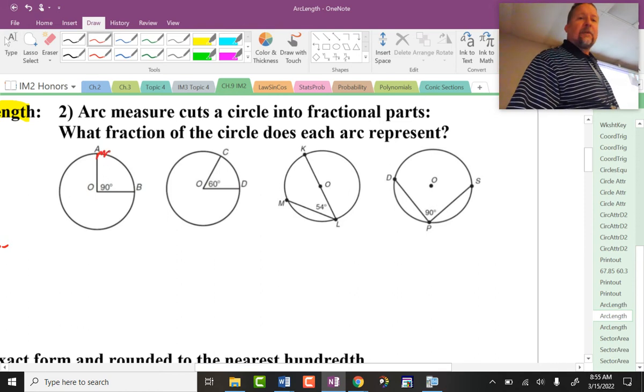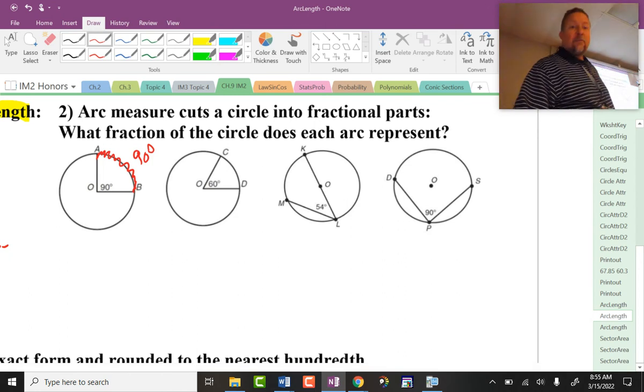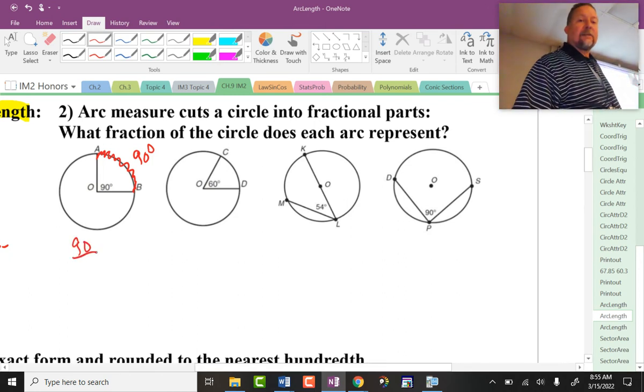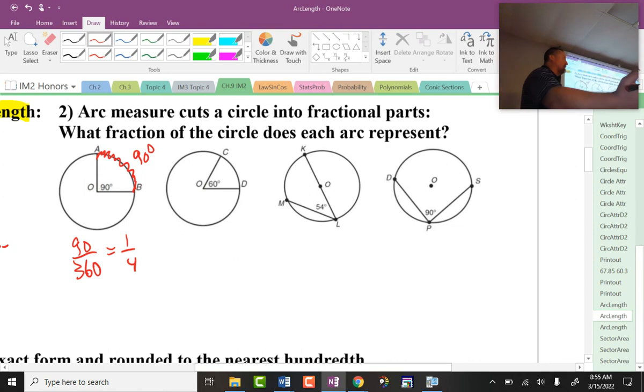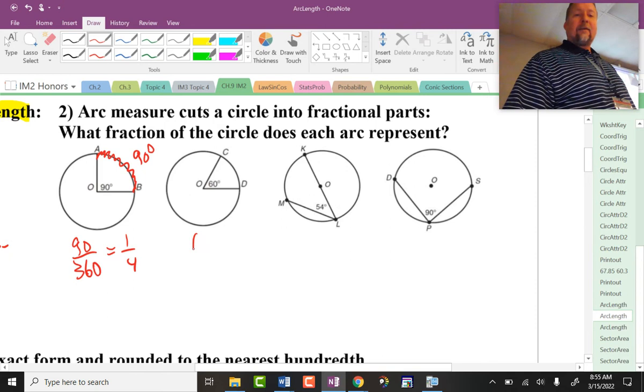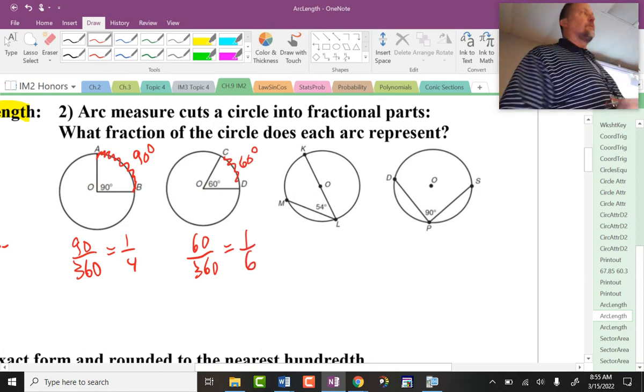But look at this. We know this then. This is 90 degrees. So arc measure cuts a circle into fractional parts. What fractional part is this? Well, that part is 90/360ths of a full circle, which we should understand is 1/4 of a circle out there, right? Isn't that simple? Very easy concept. That's why today it ain't going to be no thing, chicken wings. This is 60/360ths because this is 60 degrees, which is 1/6 of a circle.